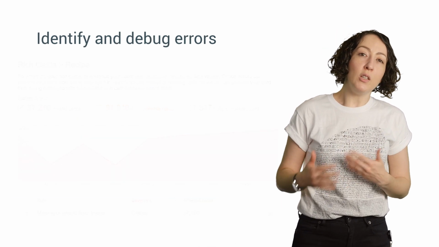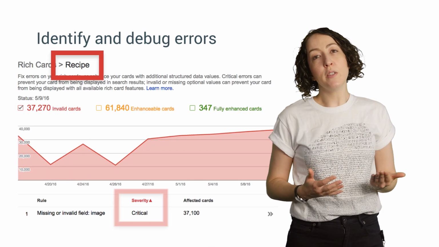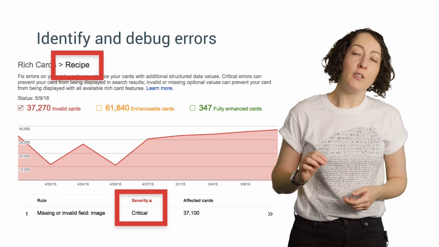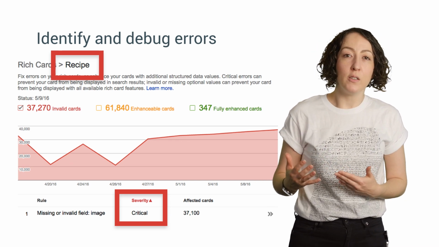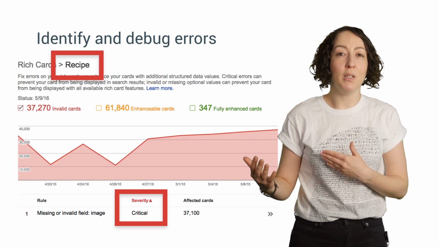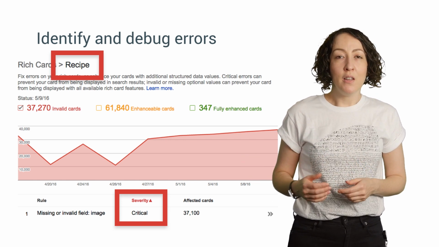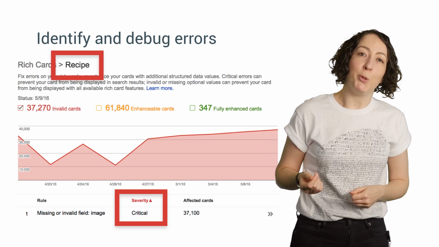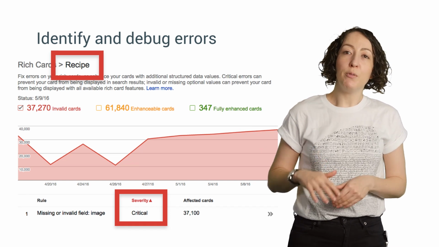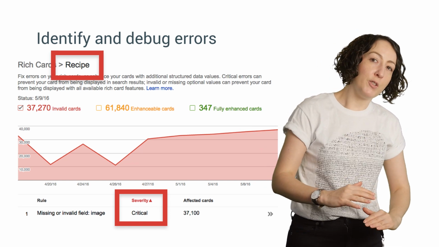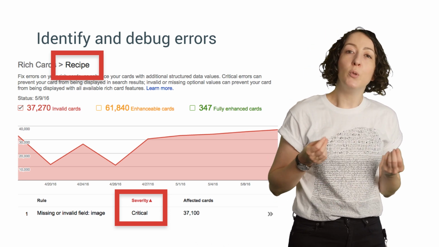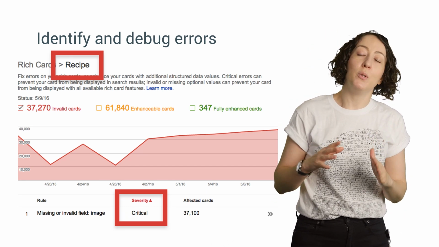Another issue that you might encounter is that we're not showing some of your rich cards in search because they have errors. I'm talking here specifically about the required fields that are missing, or maybe the syntax is wrong for them. So we'll show you all of those in the same report, in the rich cards report, and you can see them grouped first by markup type and then by error type. So you can drill down, pick a category, and take a few examples, and then you can examine the code.